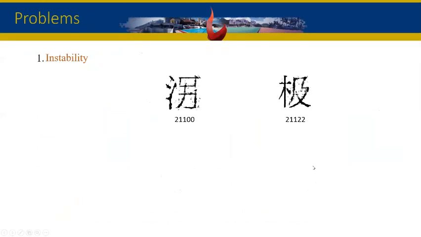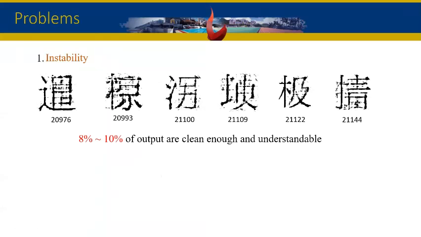On the other hand, there are also some problems with our model. The first one is instability. These are 2 characters we showed on the previous page, but their adjacent outputs are not good enough. In fact, only around 8% to 10% of outputs are clean enough and understandable.